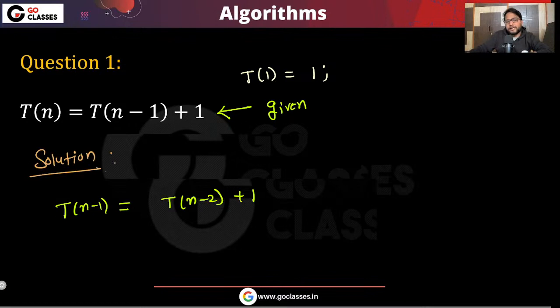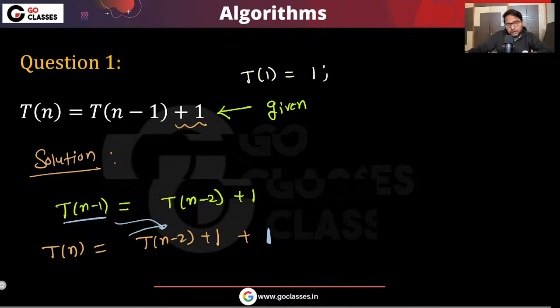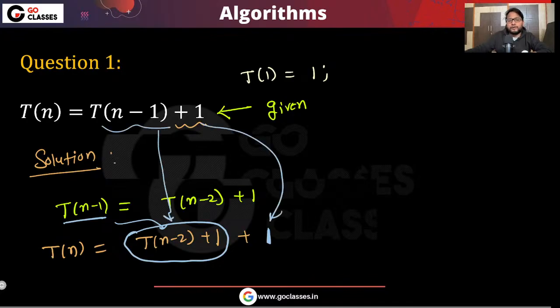So here I am saying that if Tn is given like this, then Tn minus 1 can be written like this, which means that in Tn, instead of Tn minus 1, I will be substituting Tn minus 2 plus 1, and then this plus 1 was already there. This whole thing is Tn minus 1, and then this plus 1 was already there. Is this okay to everyone?